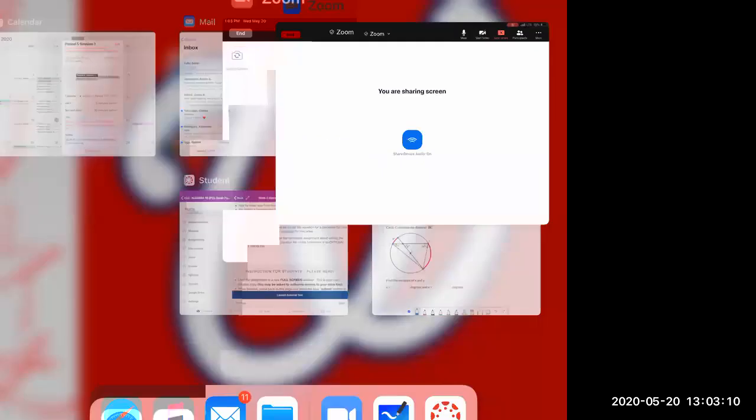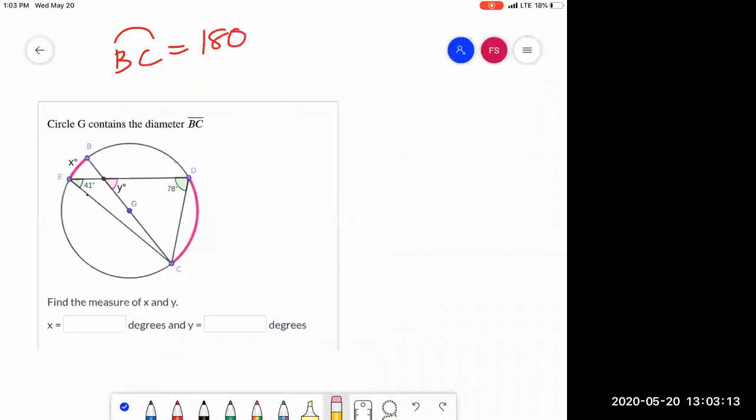In this video, we're going to go over problem number 3 on the secants, angles, and arcs exit card. So this problem is really difficult because you're just given a lot of information to start with. So I actually have up here that arc BC is 180 degrees already. And I just found that because I know that the diameter is BC. So this whole arc is going to be 180 degrees since it cuts the circle in half. And I'm going to come back to that information in just a moment.